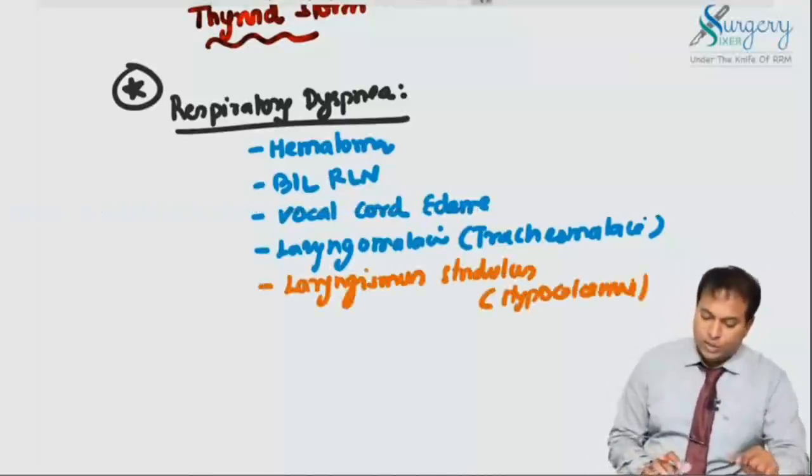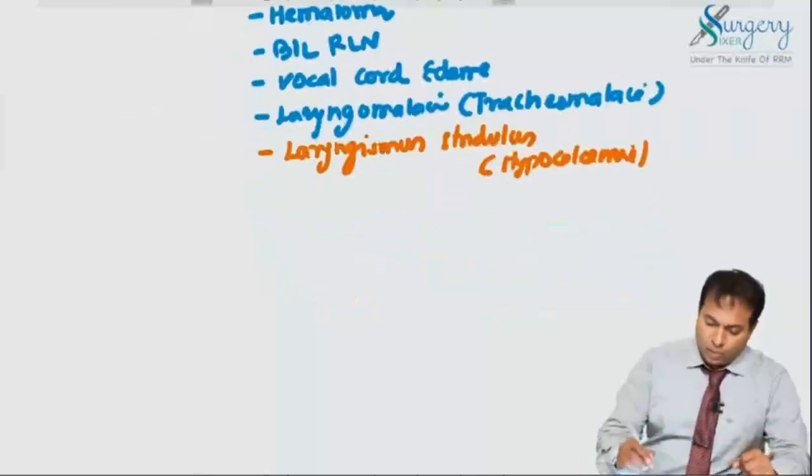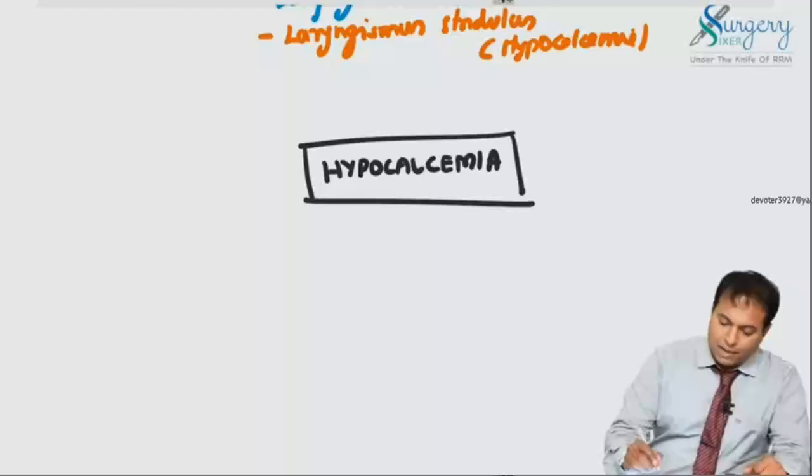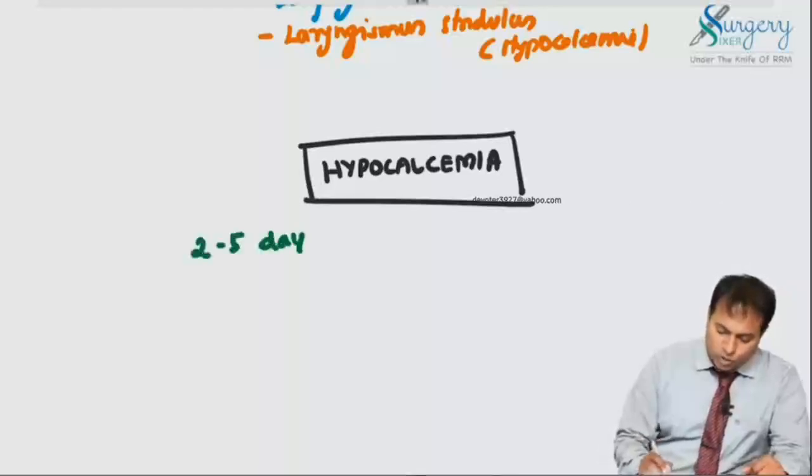So please don't forget laryngomalacia or hypocalcemia is another complication. So now I'm going to discuss the last important complication of this topic, hypocalcemia. Hypocalcemia is a very important complication I want you to know in this topic. This hypocalcemia usually happens in the 2 to 5 days post-operative period.